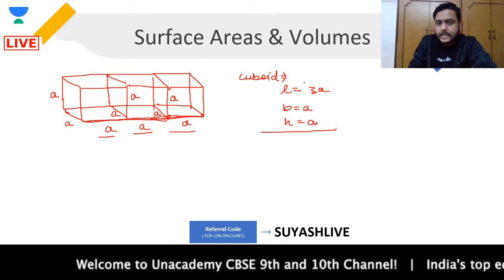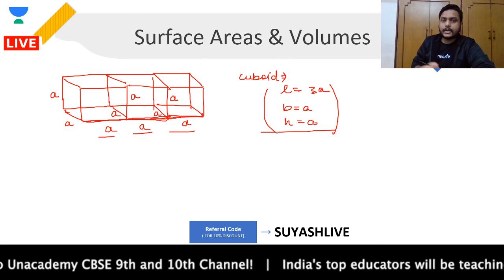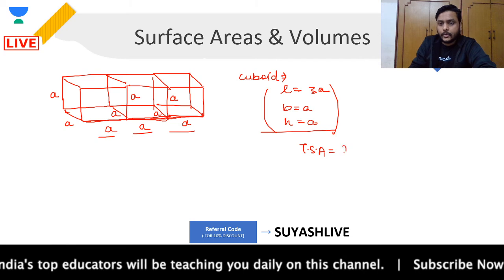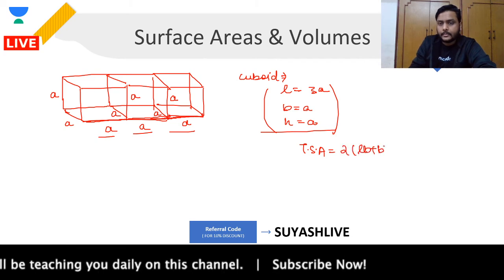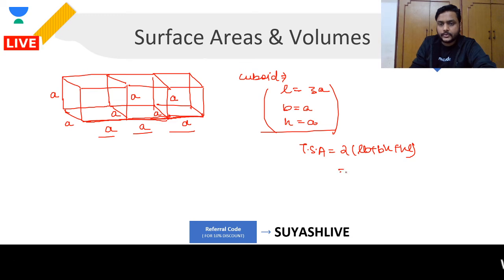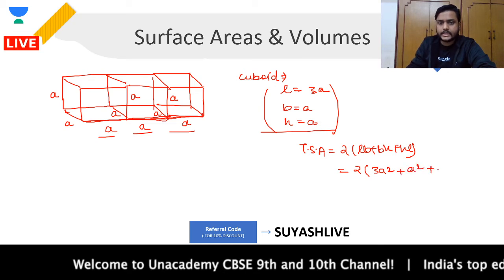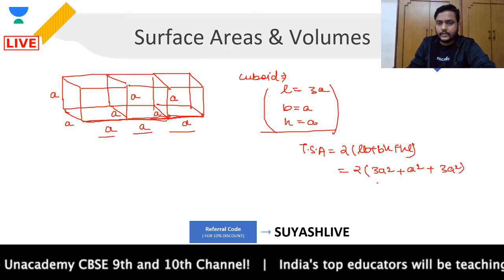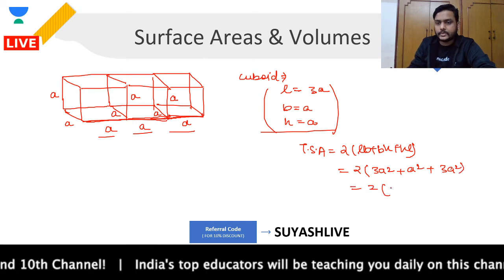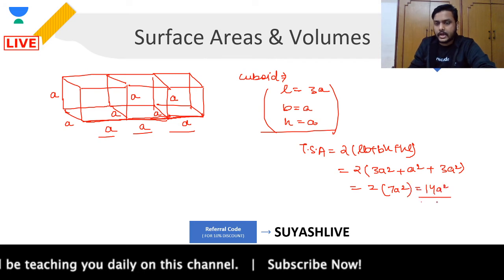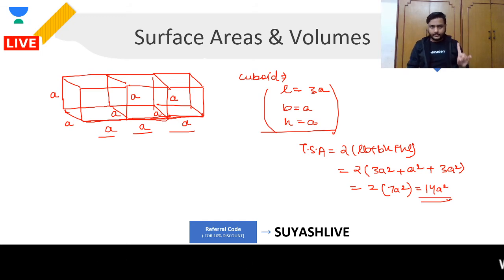Now let's proceed. Now that I have the dimensions of my new cuboid, I can clearly say that total surface area will be what? Total surface area is equal to, focus guys, 2(LB plus BH plus HL). Let's put the values. LB will be what? 3A square. BH will be what? A square. HL will be what? 3A square. This gives you 2 times 7A square, that is 14A square. So the total surface area of the cuboid is 14A square. Okay.